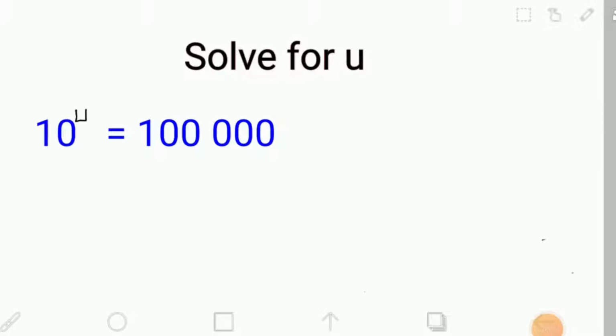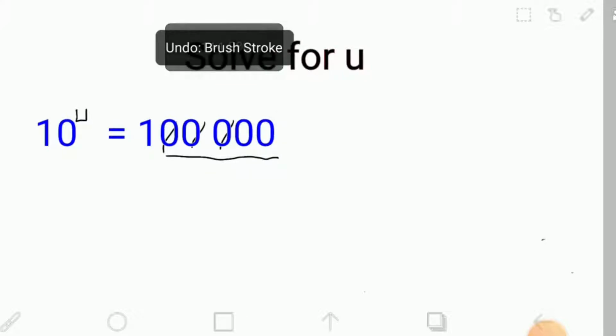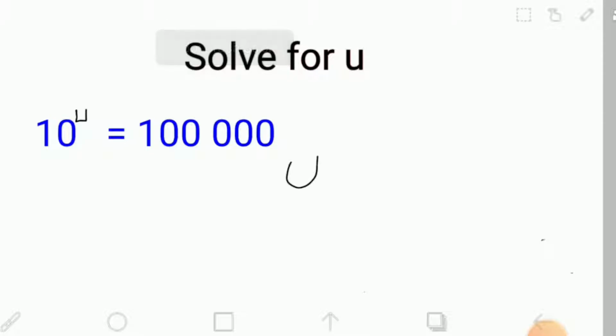Let's do an example. So we're going to be finding out u. So 10 to the power of u equals 100,000. How are we going to find that? Well, we're going to look at the right side of the equation and count the number of zeros after 1. So right here, there's 1, 2, 3, 4, 5. So we're going to be writing u equals 5.